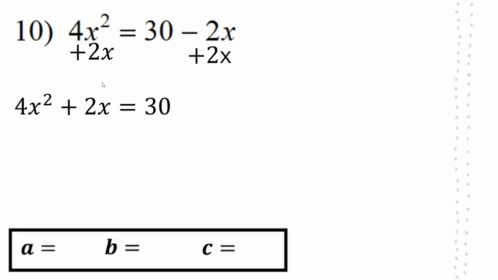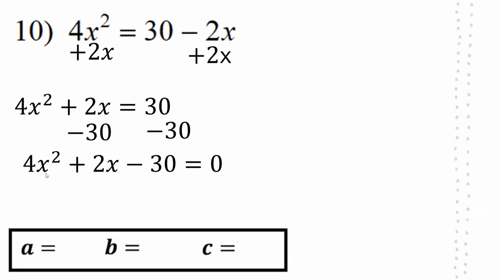Bring down 4x squared. Bring down 2x. We got to get rid of the 30. How do we get rid of a positive 30? You're going to subtract it over. Whatever you do to one side, you got to do the other side. So therefore, we end up with 4x squared plus 2x minus 30. 4, 2, negative 30.